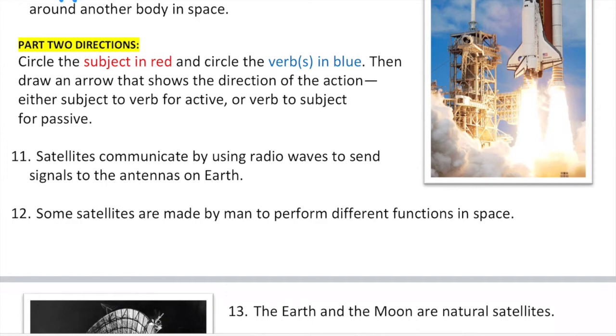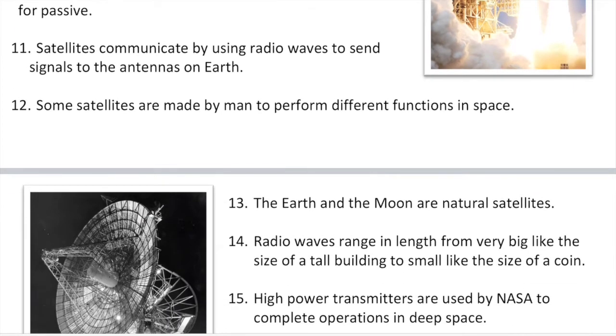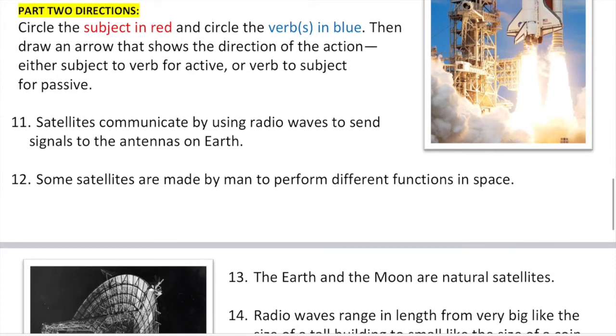Part two, circle the subject in red and circle the verbs in blue. Then draw an arrow that shows the direction of the action, either the subject to the verb for active voice or the verb to the subject for passive voice. So remember, active voice is the subject doing the action, we'll be drawing those arrows forward, and passive voice is the subject receiving the action, we'll be drawing those arrows backwards from the verb to the subject. When we're identifying subjects, it's going to be the thing that the sentence is about. It's the first noun that's in your sentence.